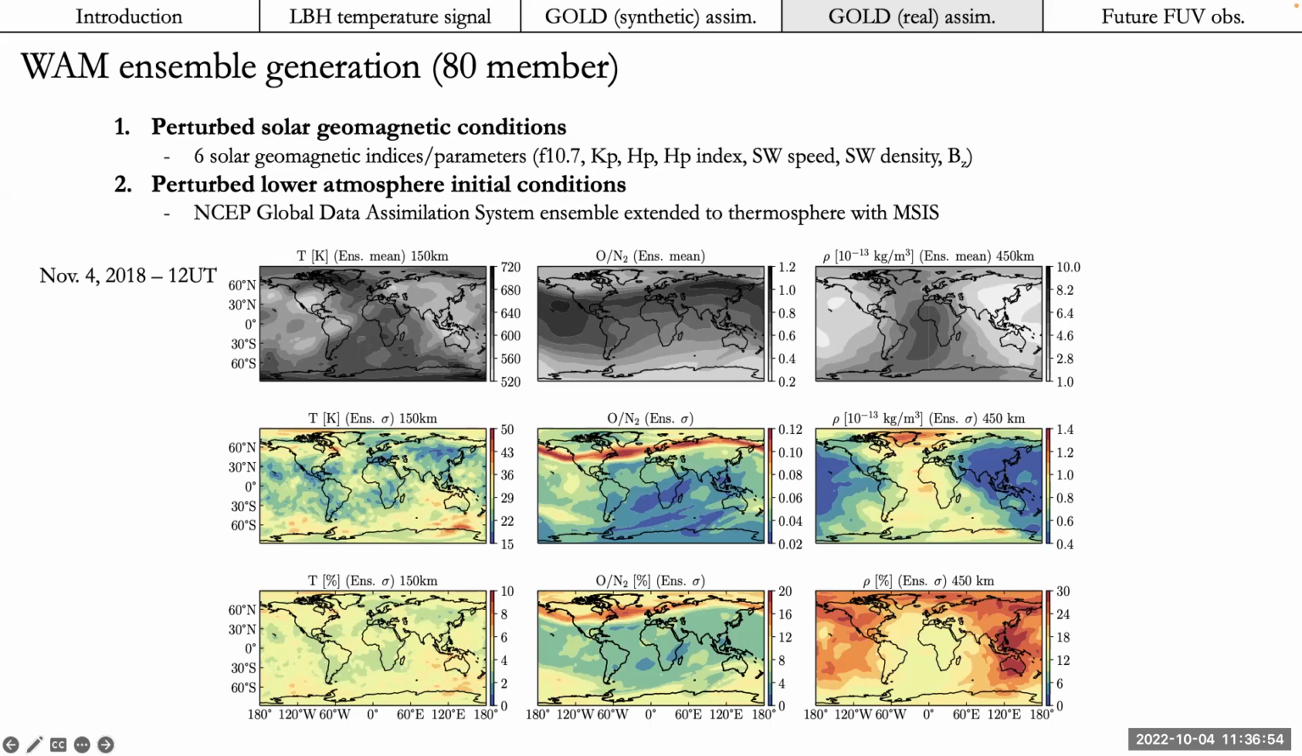I just want to note, in the O to N2 figure, the middle figure, the high uncertainty within that higher latitude region, that band, because I'll refer back to that in a moment. We perturb 6 solar geomagnetic inputs based on their temporal variance. These include F10.7, Kp, hemispheric power, solar wind speed and density, and then Vz. And then the perturbed lower atmosphere initial conditions are provided by the National Centers for Environmental Prediction Global Data Assimilation System Ensemble, and then extended to the thermosphere with MSIS.